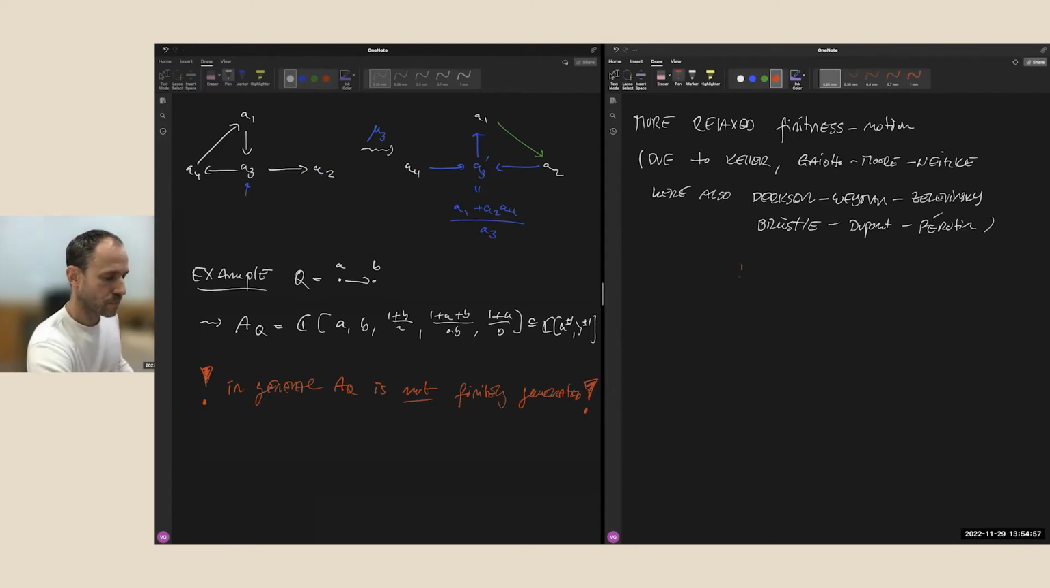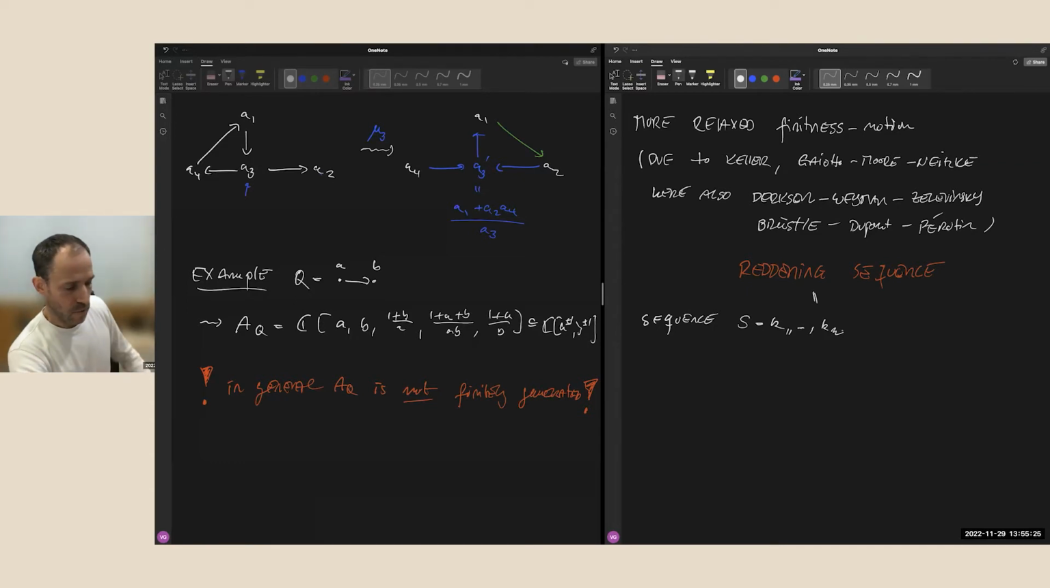So this relies on the term of reddening sequences. A reddening sequence is a specific sequence of mutations. It's denoted by S. Let's say it's a specific sequence of vertices on which we want to mutate, k1 to kn.